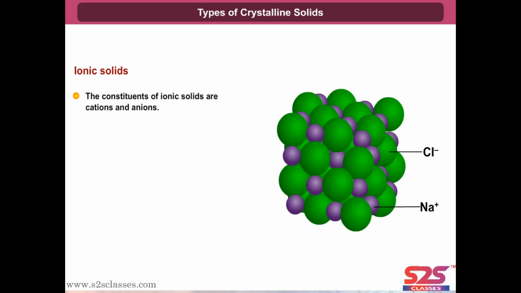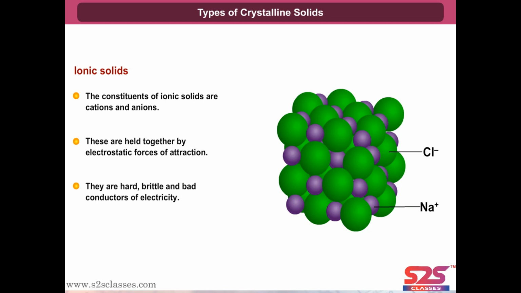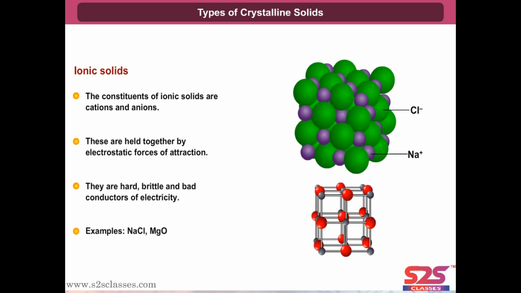The constituents of ionic solids are cations and anions. These are held together by electrostatic forces of attraction. They are hard, brittle, and bad conductors of electricity. Examples: NaCl, MgO.